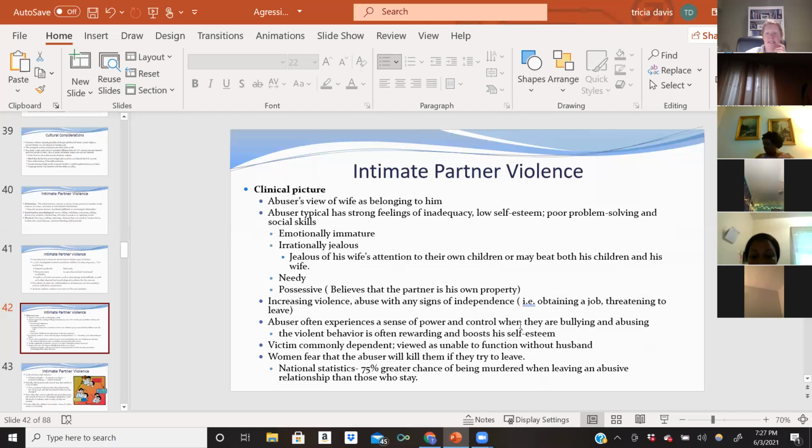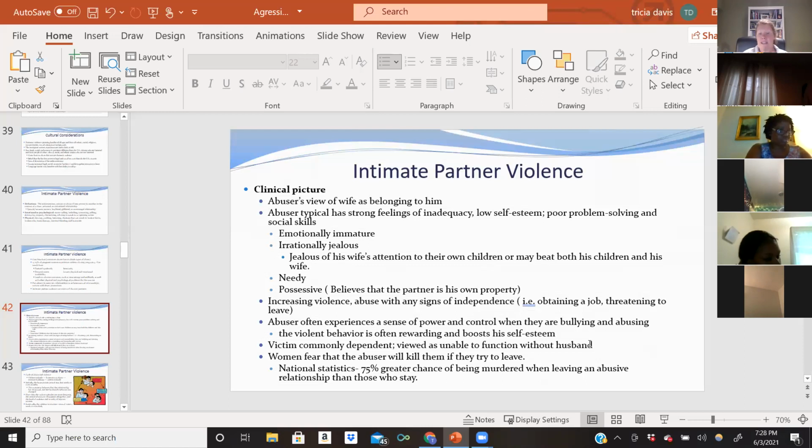Abusers often experience a sense of power and control when they're bullying their loved ones and abusing them. They almost see it as a rewarding behavior. When they're violent, it's rewarding and it helps to boost their self-esteem. Victims are commonly dependent and viewed as unable to function without the husband because that's what's been instilled in their brain. And most of them aren't allowed to work or they don't work, and they are estranged from their family members in some cases. So they don't feel like there's ever an option for them to be without their husband. So they're kind of stuck in this situation.